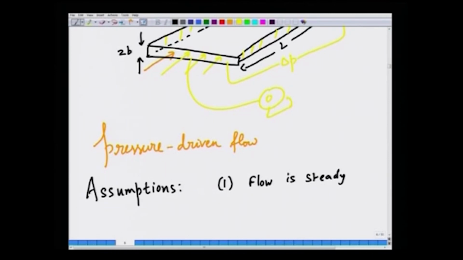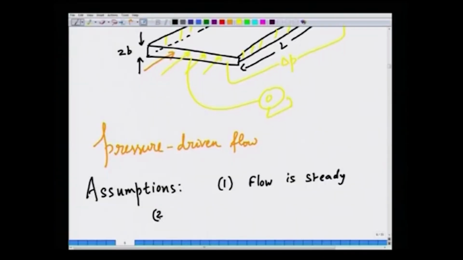Now, this assumption is again a physical assumption, just as before, that when your applied pressure difference is independent of time, then you would expect reasonably that the flow inside this channel is also independent of time. Okay. The flow is steady, end effects are neglected.